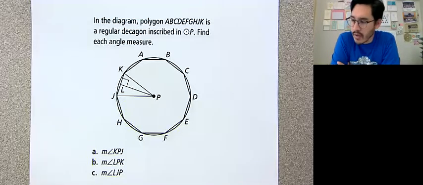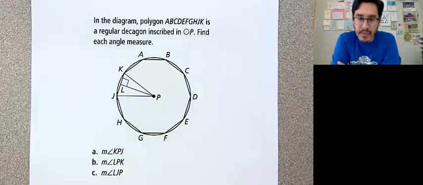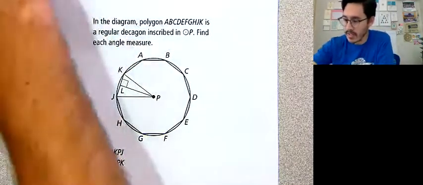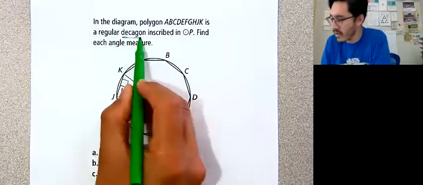So today we are going to look at a regular polygon, which happens to be a decagon. You can see it's been inscribed inside a circle, and we're just going to try to find different angles within this polygon. Okay.